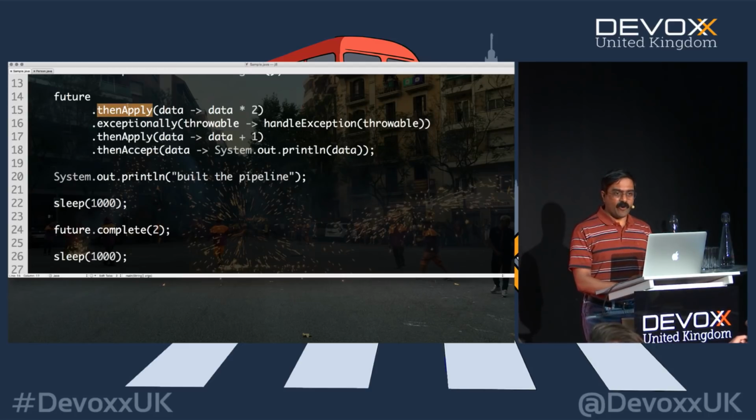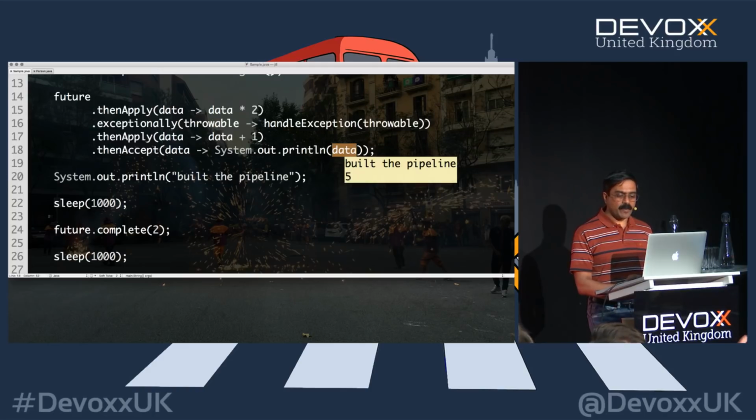2 times 2 is 4. We went to the next then. 4 plus 1 is 5. Well, we print 5 in the next then. So the result is 5, as you would expect.